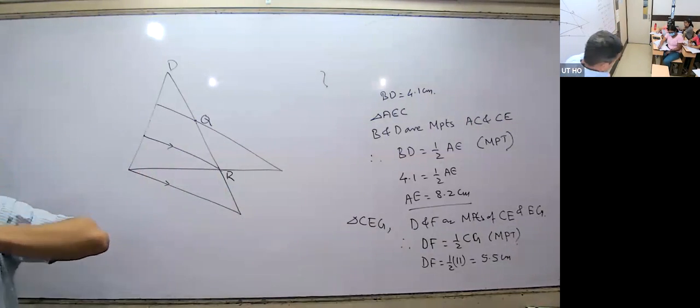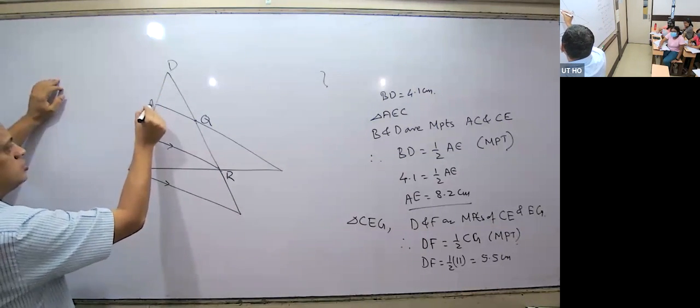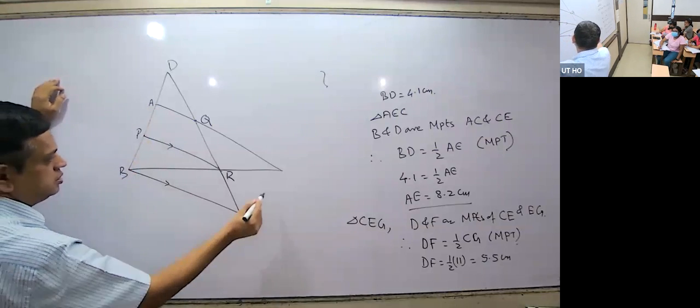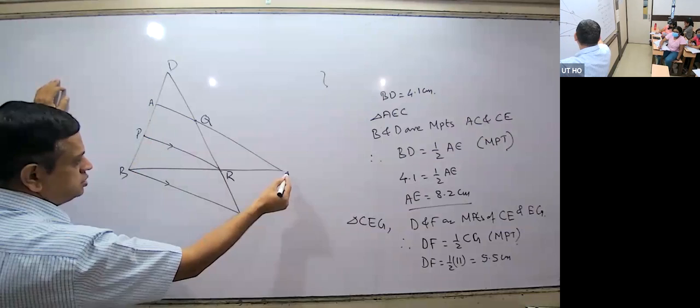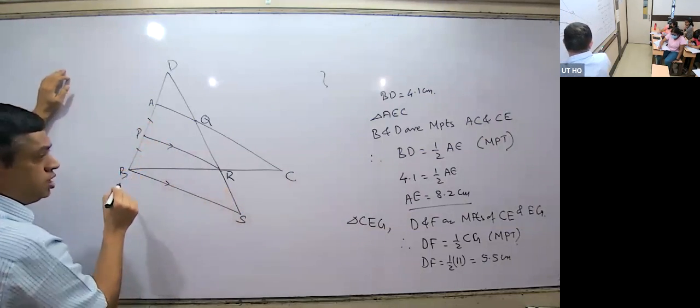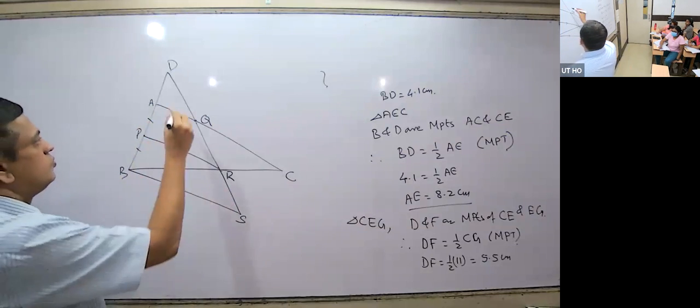Okay, so this one, what is this letter? D. What is this one? A. This is P. B. S. C. This is given. P is the midpoint of DB and Q is the midpoint of PR.